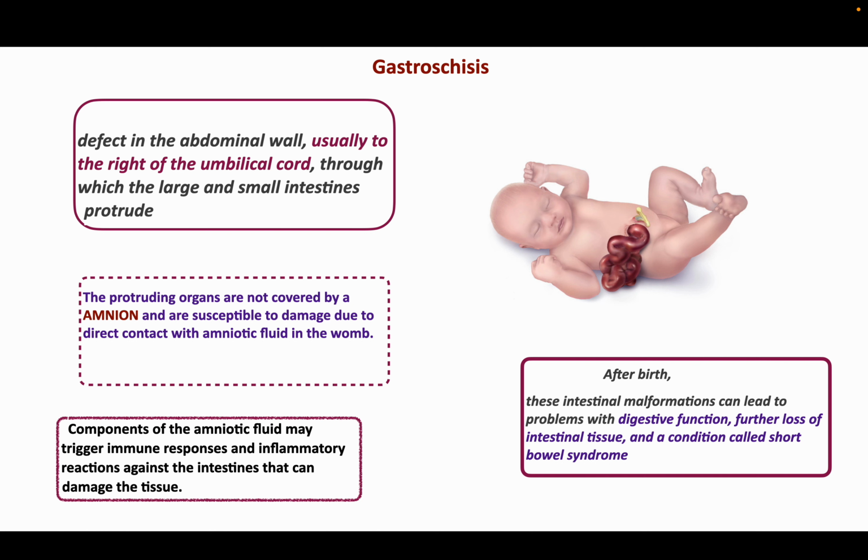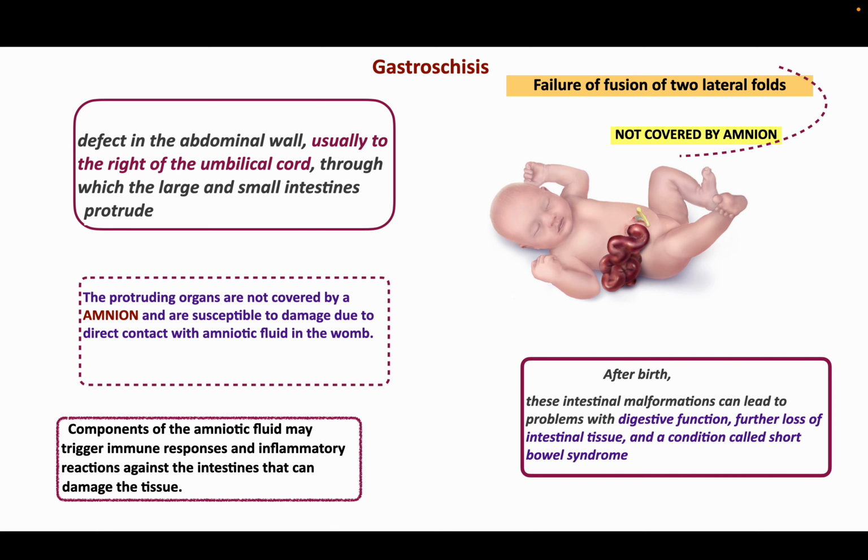So this is gastroschisis. What we have seen is that usually the defect is on the right of the umbilical cord, where the umbilical cord is attached. So the defect in the abdominal wall is just right of it. The second important thing we discussed in gastroschisis is that it is not covered by amnion. The protruding organs are not covered by amnion. And the third important thing is that the major portion which is protruding is mainly the large and small intestine, not the other organs. So that is important. Failure of fusion of the two lateral folds, not covered by amnion. So that is gastroschisis. These are the key words which you should keep in mind.